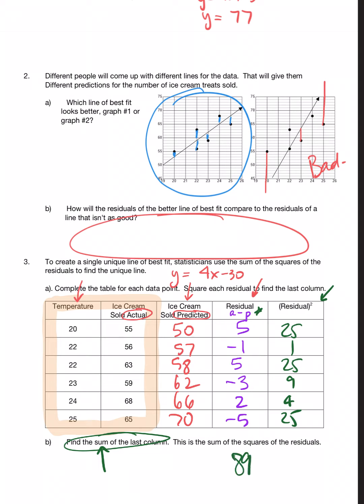Okay, so if we did this exact little table for, let's say, this line up here, that number would be a lot higher because it's a really bad line of best fit. But ours is pretty good. All right, so hopefully that makes sense.